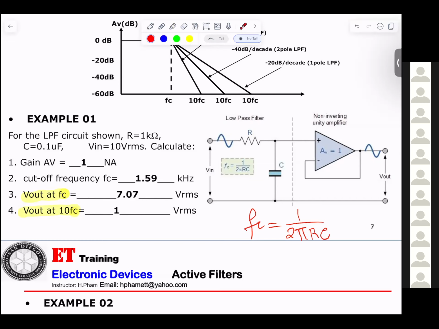Make sure you are able to understand the basics of the low pass filter. That will be no problem later. High pass filter or band pass filter, same thing.